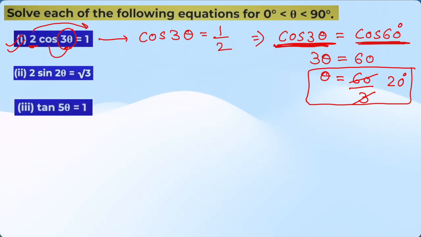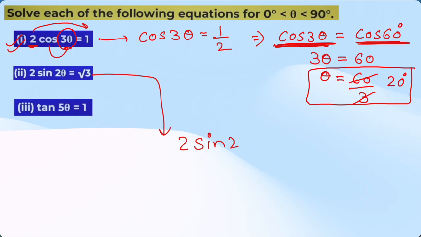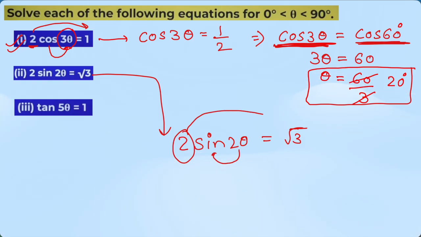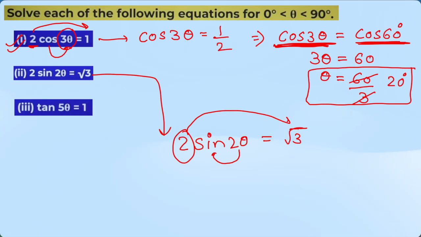Hope it is clear. Now come to the second one. For the second one, again the same. Just give it a try. 2 sine 2 theta equals root 3. What we have to do? This 2 theta is the angle for sine. We can't touch it, right? We can shift this 2 to the right hand side. Good. It will come to the denominator part. It will become sine 2 theta equals root 3 by 2.